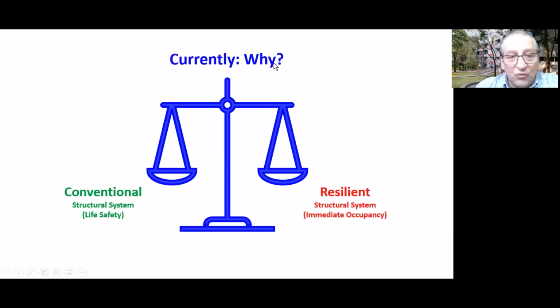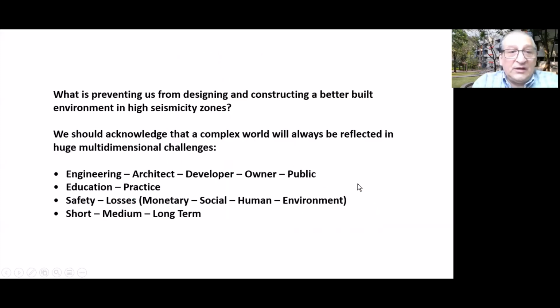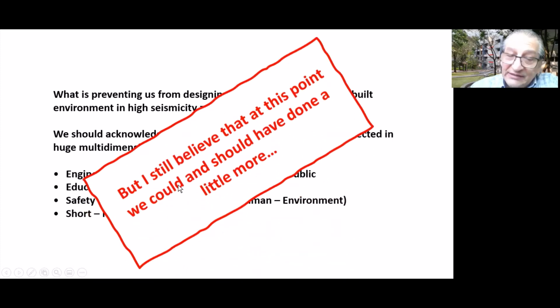Why currently is this not happening? So why are we still building so many more conventional systems as an alternative to resilient systems? Well, the question then is, what is preventing us from designing and constructing a better built environment in high seismicity zones? Well, I surely acknowledge that we live in a complex world, and that will always be reflected in huge multidimensional challenges, conflicting interests, conflicting opinions, conflicting ideas, and that it's a multidimensional world. I get that. But I still believe that at this point, we could and should have done a little bit more.